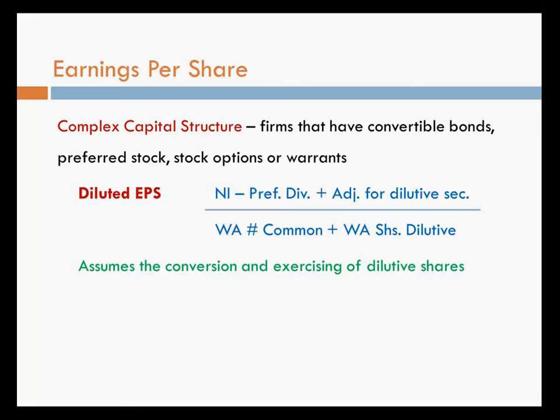The diluted earnings per share, some companies have things like convertible bonds, stock options and warrants that kind of dilute the earnings. So you would add them back in, and then you weight those shares. And so you might see diluted versus basic.